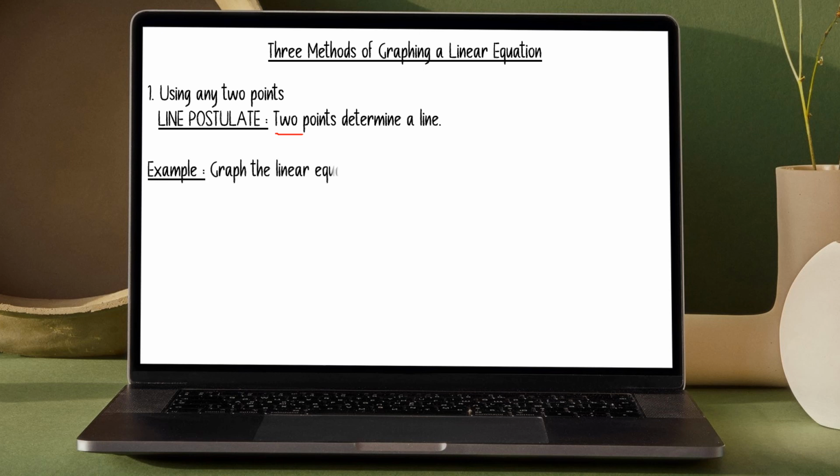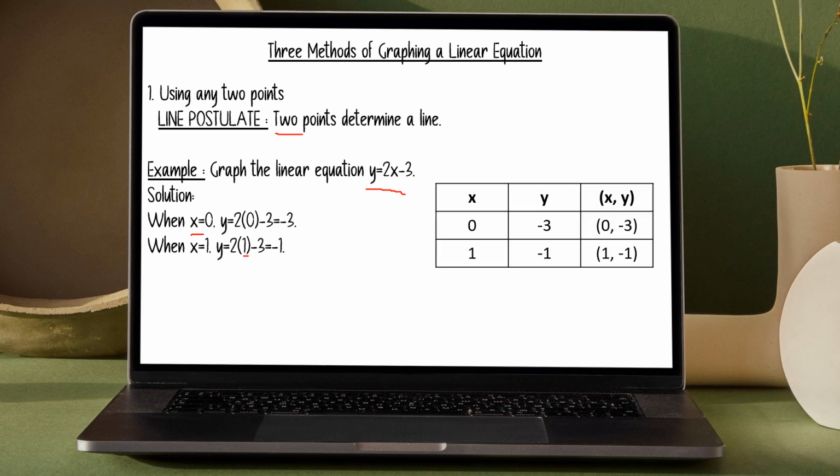equation. Example, let us graph the linear equation y equal to 2x minus 3. So let us find 2 points on this graph. So when x is 0, we have y equal to 2 times 0 minus 3. So this is equal to negative 3. We simply substitute the value of x to the given equation y equal to 2x minus 3. When x is 1, we have y is equal to 2 times 1 minus 3, which is equal to negative 1.